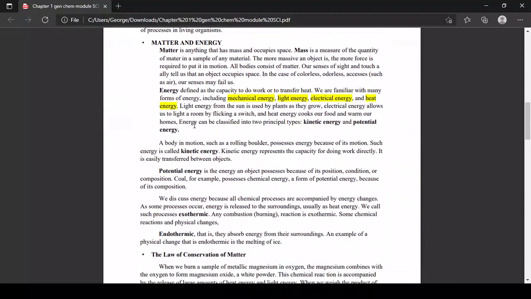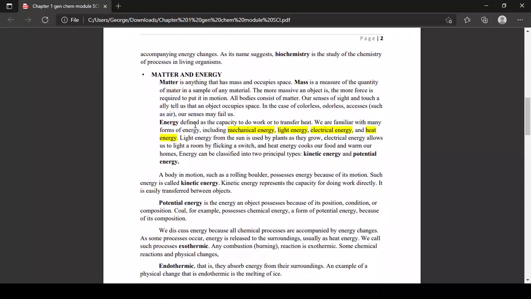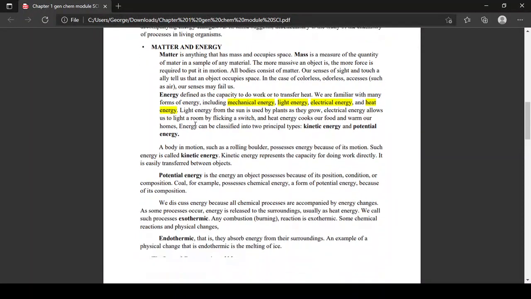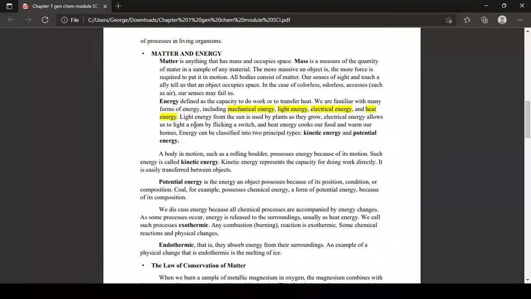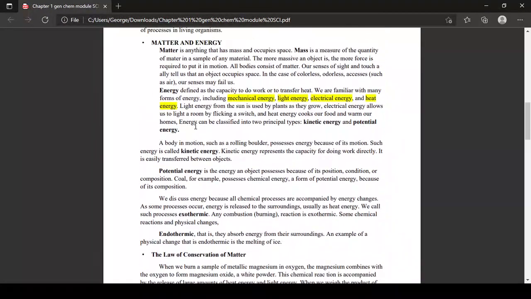So far, so good, kids. Gets man? Yes, sir. Yes, sir. Okay, next we have matter and energy.